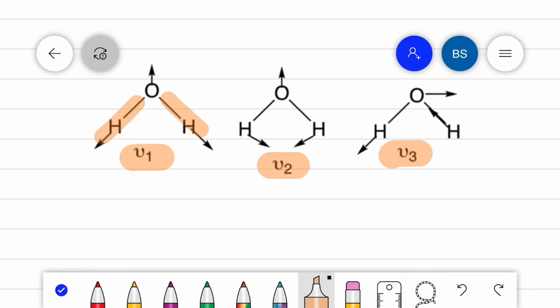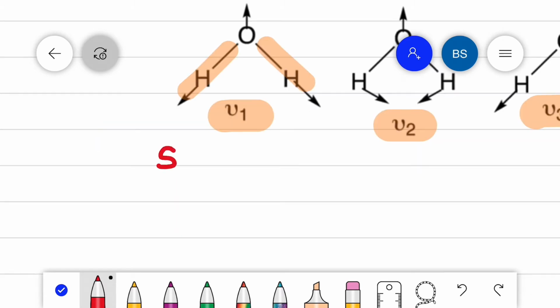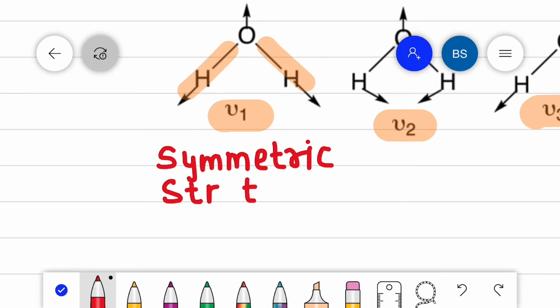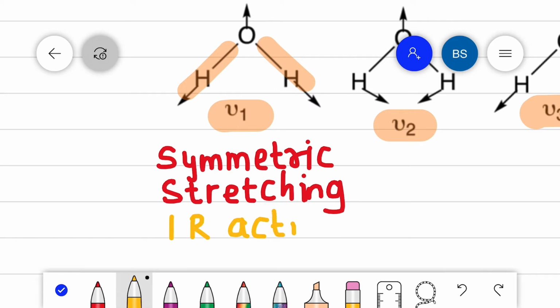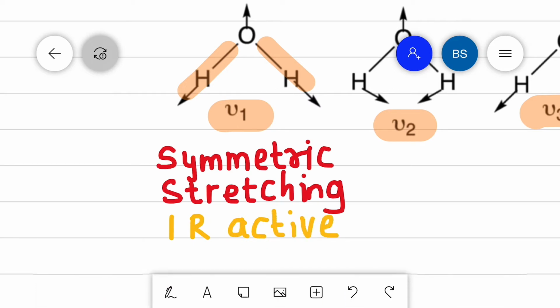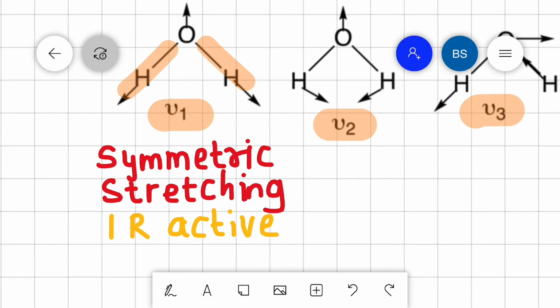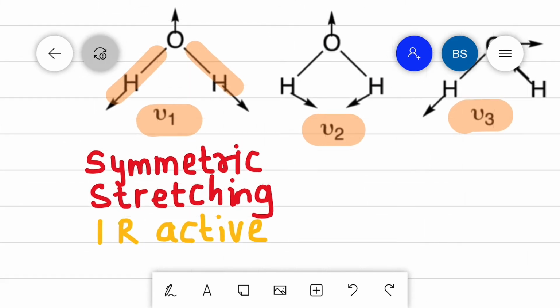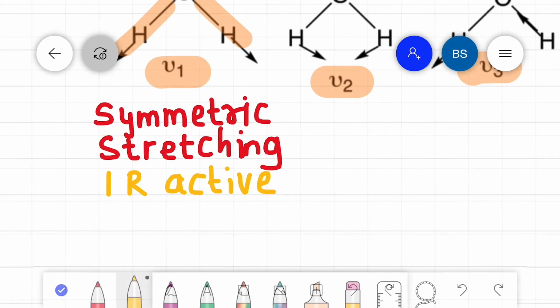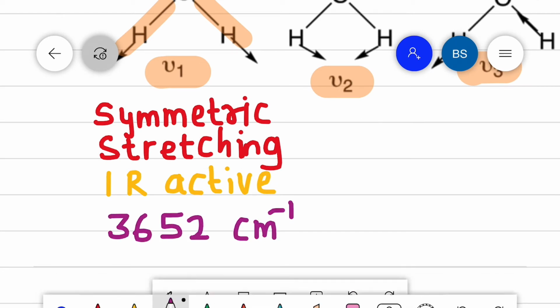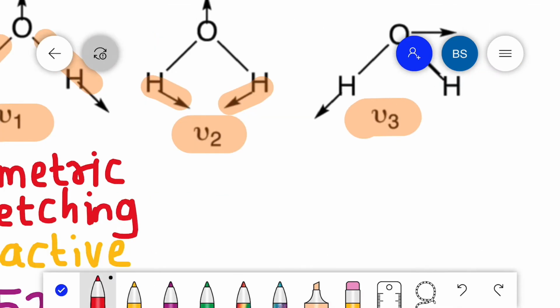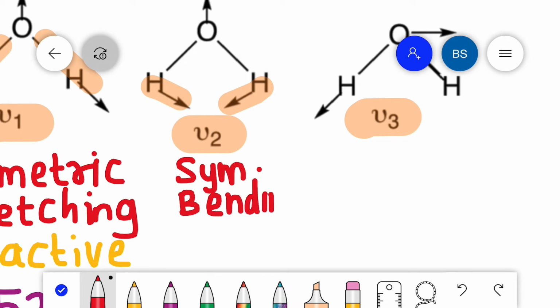In the nu1 mode of vibration, we can see the symmetric stretching. It involves a change in dipole moment, hence it is IR active. And the peak corresponding to the excitation of the nu1 mode can be seen in the IR spectrum, and this symmetric stretch causes absorption at 3652 cm inverse.